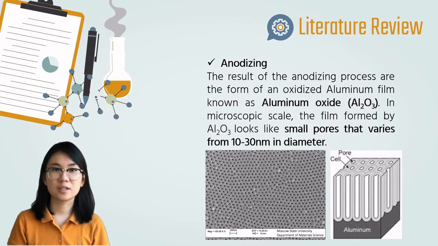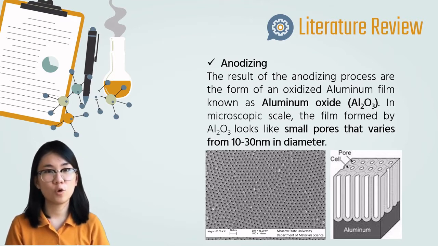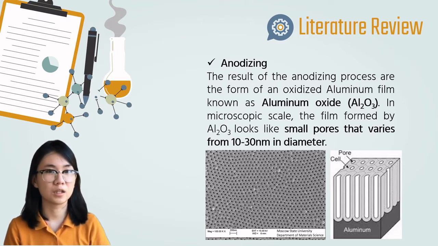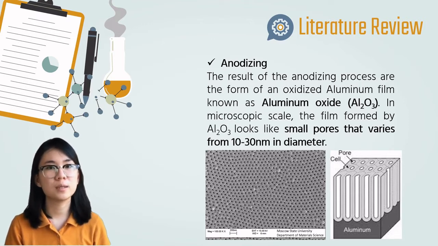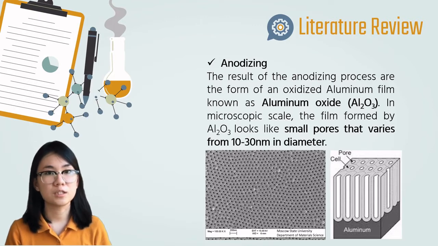The result of the anodizing process is the form of oxidized aluminum film known as aluminum oxide. As you can see in the picture, the film looks like small pores that vary from 10 to 30 nanometers in diameter. And why do we have to go through all this simple yet complicated process? It is to enhance a metal's durability against corrosion and deterioration, and increase its ability to absorb coloring substance, therefore creating high-quality industrial products.